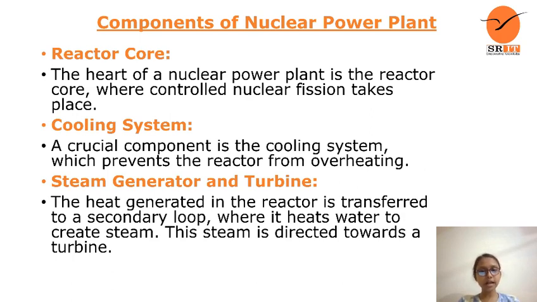A crucial component is the cooling system, which prevents the reactor from overheating. Steam generator and turbine. The heat generated in the reactor is transferred to a secondary loop, where it heats water to create steam. This steam is directed towards a turbine. The turbine is in turn rotated, and that generates electrical energy.